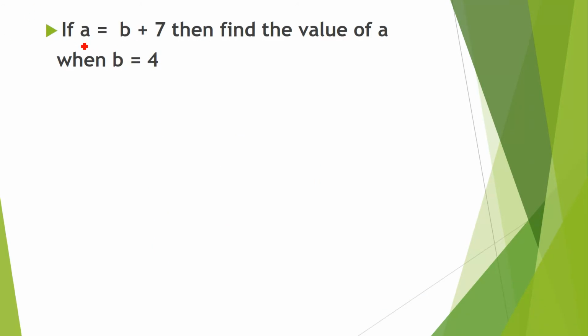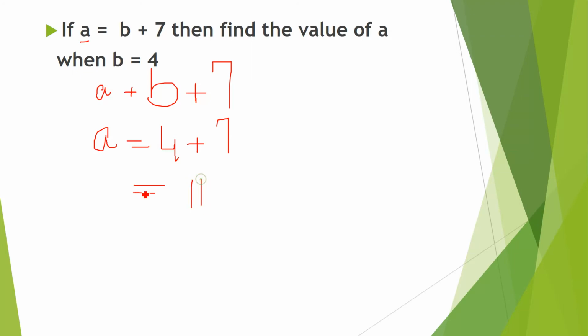Here you have to find out the value of a. So a is equal to b plus 7. The value of b is 4. I told you that there should be only one unknown, which is a. You cannot have both unknown. So the value of b is 4, plus 7, which is equal to 11.